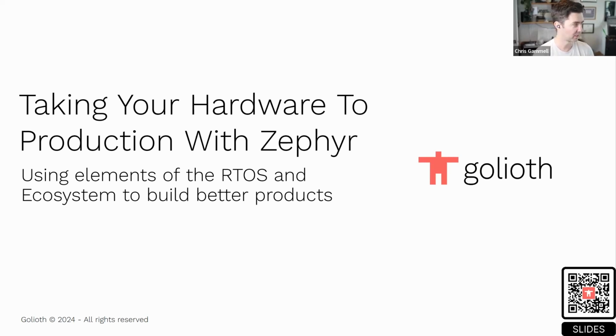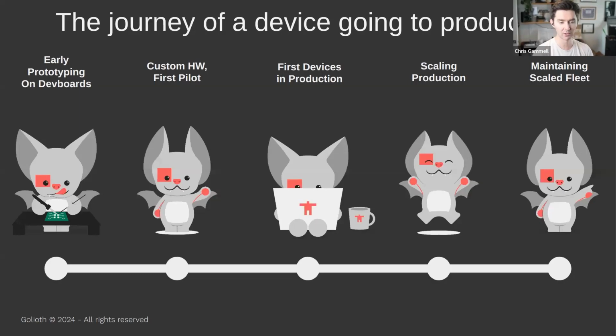And so I'm going to be talking about taking your stuff to production and all the things that go along with that. And then really the things around the RTOS and the ecosystem that are going to make you build better products. Today, along the way, we're going to be using our little friend here. This is Echo, our new mascot for Golioth. And you see there's 5 stages. I'll go into each one individually as we go through the presentation.